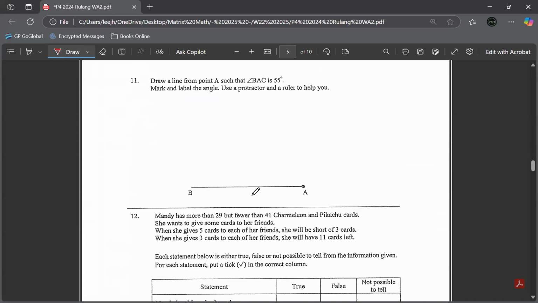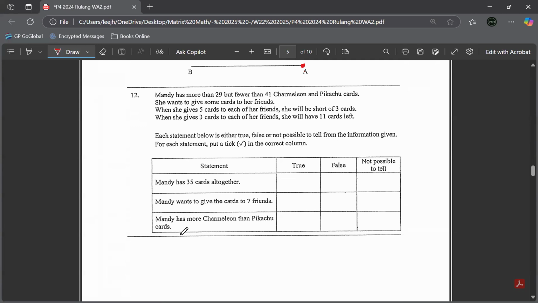Oh, this is the one I'm talking about. I cannot show you, but you know that BAC is 55, so you have to draw an angle from A. I have my answer, but I cannot help you here like that. So maybe you will have to approach your teacher if you don't understand. So I'm going to skip this for now, okay? So I'm going to question 12.